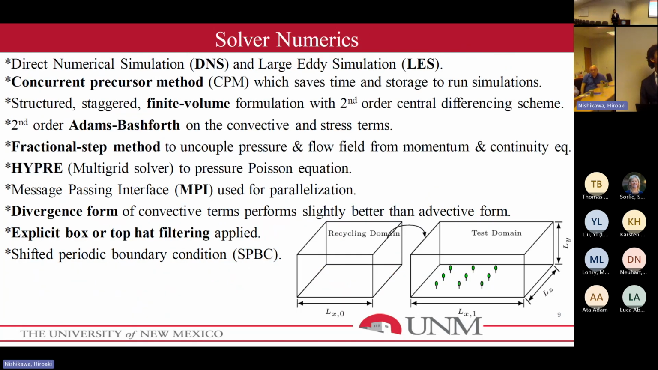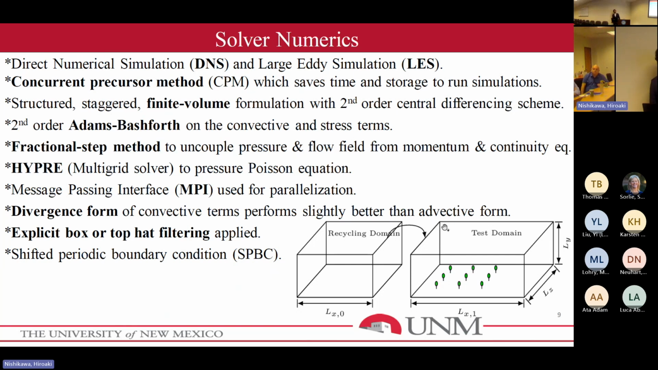These are the solver numerics. As I already mentioned, the solver has both direct numerical simulation and large eddy simulation. The second feature of the solver is called the concurrent precursor method, which saves time and storage to run simulations. This was one of the initial motivations to develop this solver. What happens is that we concurrently run two domains. This is the recycler domain or the precursor domain. This is the test domain.